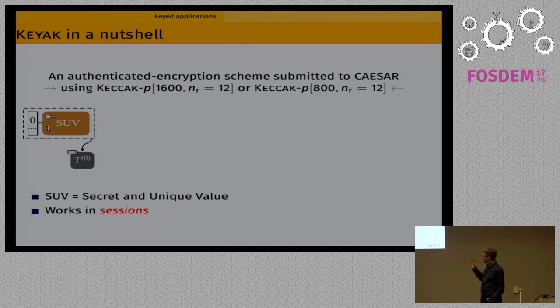It works in sessions, so the idea is it really extends what I said in the previous slide. So the idea is to encrypt and to authenticate the full session. So let's say that you start the session with some session key. It's called SUV because it needs to be secret and unique. So it can be a session key, meaning that it's different every time you open a new connection. It could also be a long-term key, but you adjoin to it some counter, some connection identifier that changes every time.